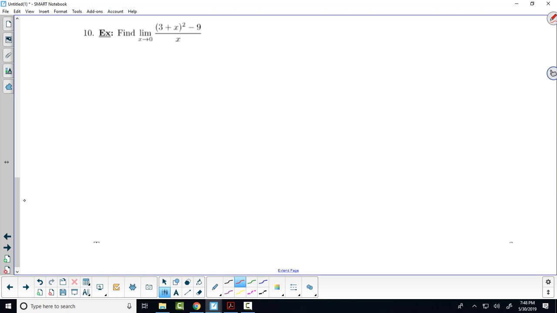All right, let's look at this problem here. Does the direct substitution property immediately apply? No. Take a look at that. It will usually never immediately apply. If it does, then we're asking too easy a question. All right. So here's our trick. Last time we factored to clean things up. What are we going to do here? In this problem, I'm going to expand to clean things up. I'm going to FOIL this out as 9 plus 6x plus x squared minus 9 all over x.